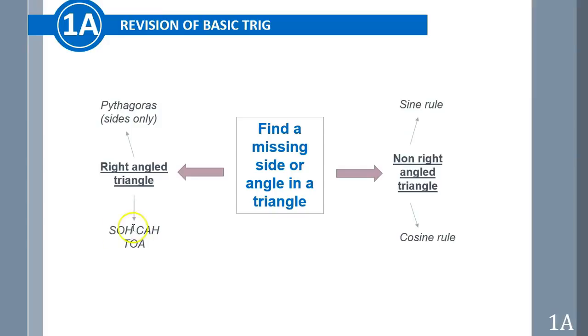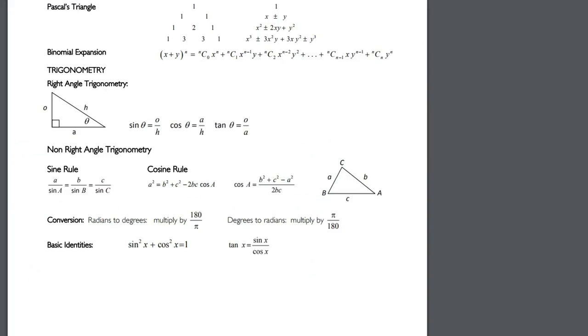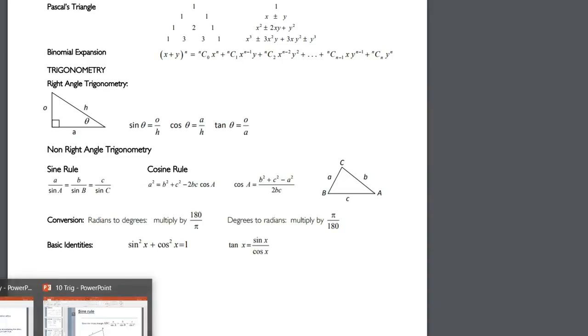So if it's right angle, you can use SOHCAHTOA, you can use Pythag. If it doesn't have that square, if you can't prove it, you are looking at the sine rule or the cosine rule to find a missing side or missing angle. Whereas SOHCAHTOA will only work for right angle triangles.